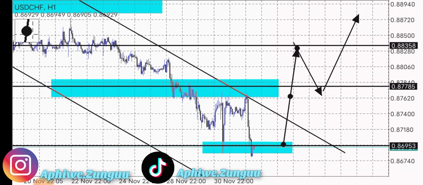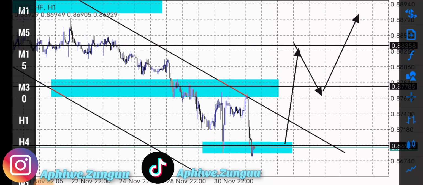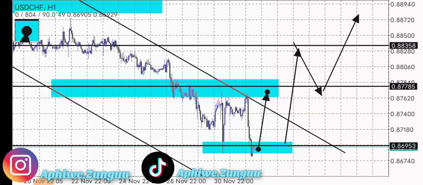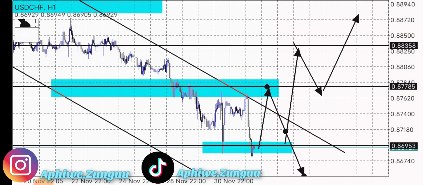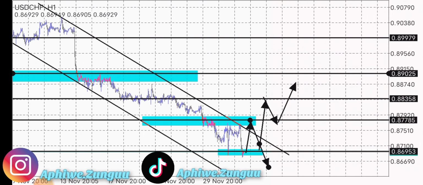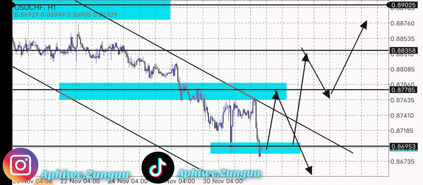Let me draw it out for you. So this is just option number one. The market can also do this: hit this high, and then from there drop towards the downside. A lot of people could be faked out if the market actually does this. And then our third anticipation is the market straight from this area just dropping down. Those are my current choices to pick from.